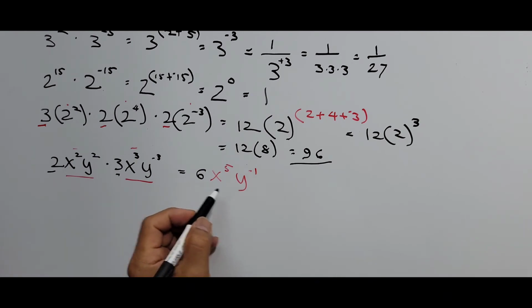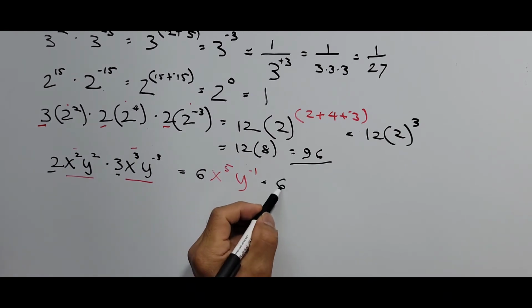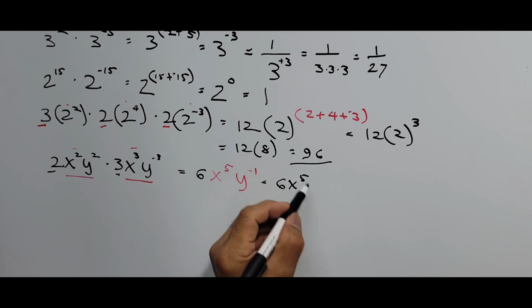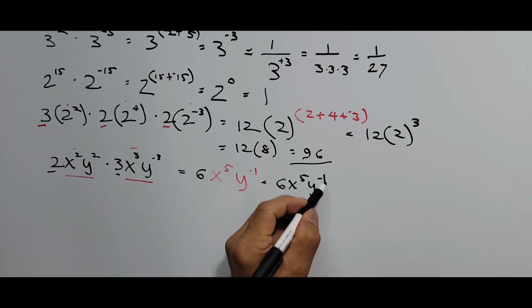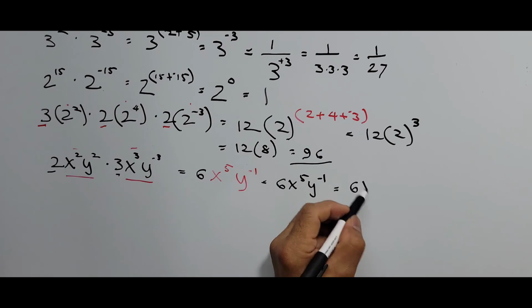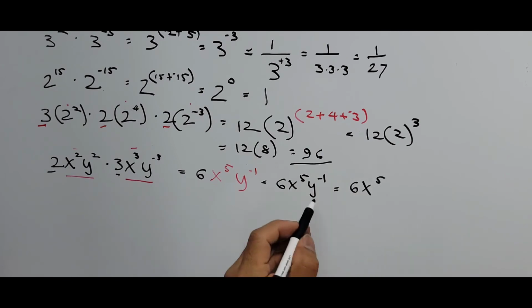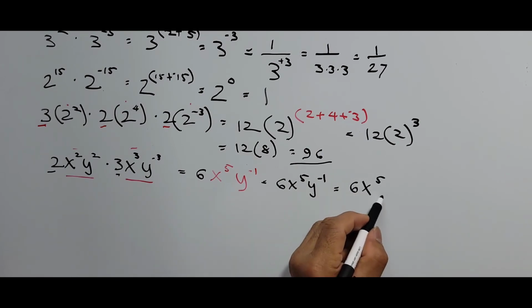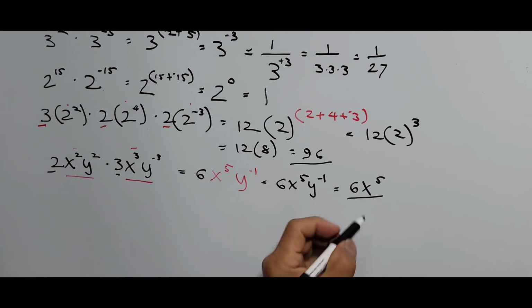Right? So 6x to the 5th power, y to the negative 1. What does it mean by negative exponent? So that's the reciprocal. Right? So 6x to the 5th power. And the reciprocal of y is 1 over y. So that will be, so y, right?